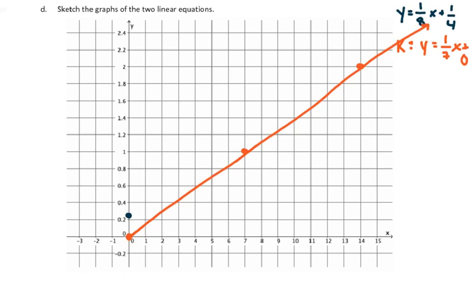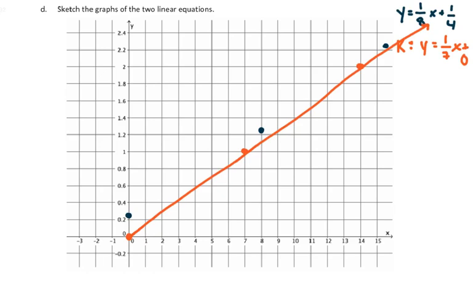So I'm going to move up now to 1.25, and I'm going to move over to the right 8 units. So 1, 2, 3, 4, 5, 6, 7, 8. So here's my next point. And from there, from 1.25 plus 1, I'm going to move up to 2.25. So here's 2.25, and I'm going to move to the right 8 units. So 1, 2, 3, 4, 5, 6, 7, 8. And it takes me right into the middle of this box here.